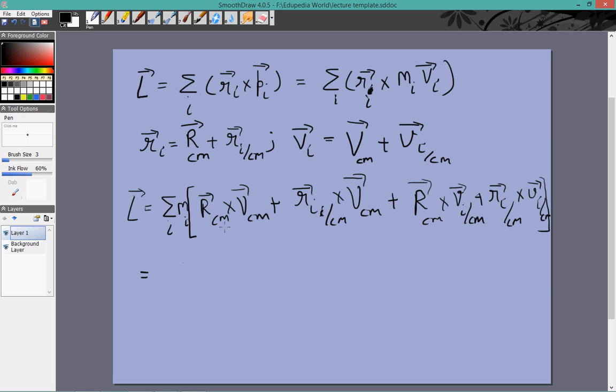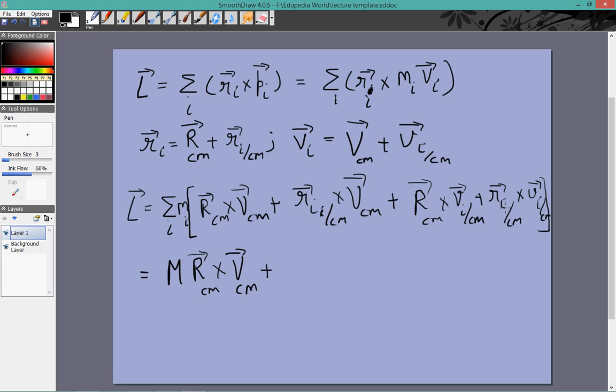The first term, RCM and VCM are the same for every particle, right? Because they are the properties of the center of mass. So they can come out as common, and summation Mi will just give me the total mass. So the first term will be M times RCM cross VCM. We see that this is the angular momentum of the linear motion, right? M into R cross V, that is R cross P, the linear momentum of the center of mass, i.e. we assume that the whole body is concentrated into a particle at the center of mass, and in that case the angular momentum will be M into RCM cross VCM. Plus, now let's look at the last term first, right?